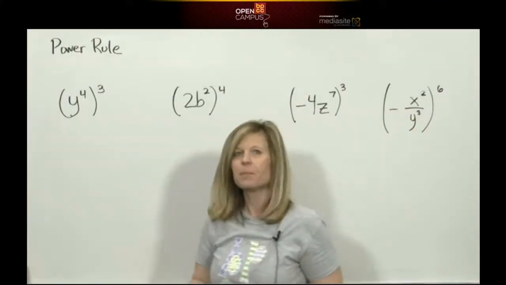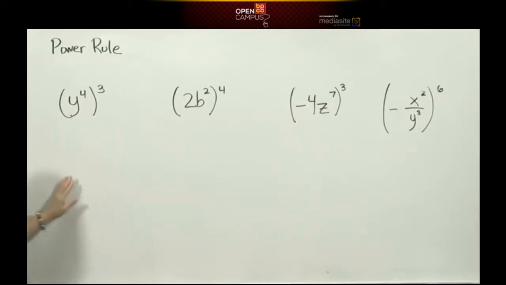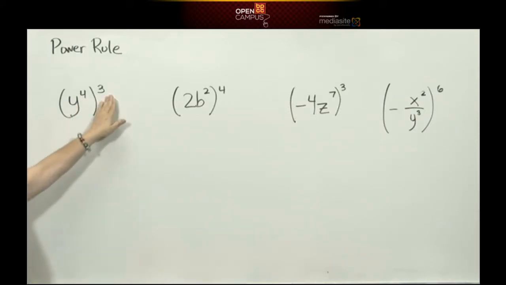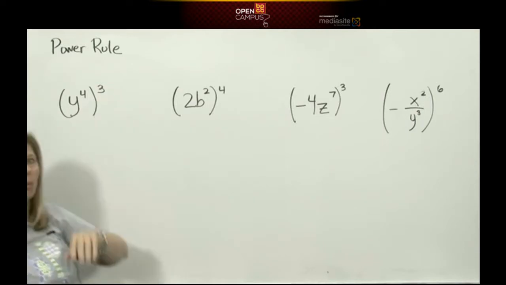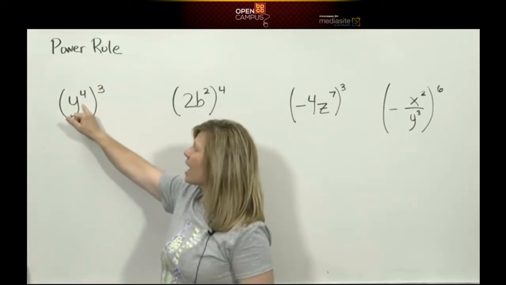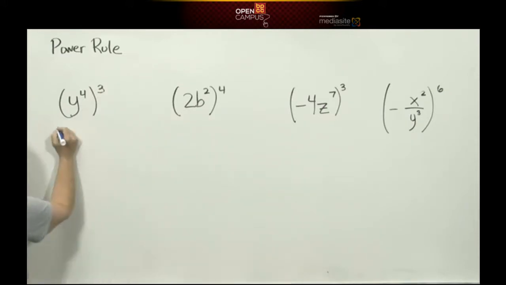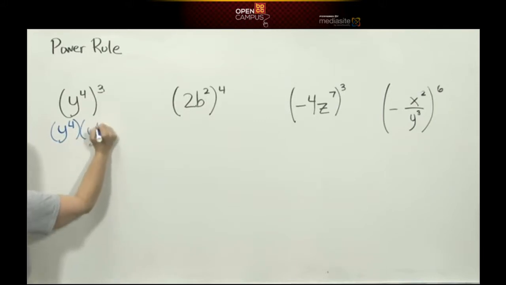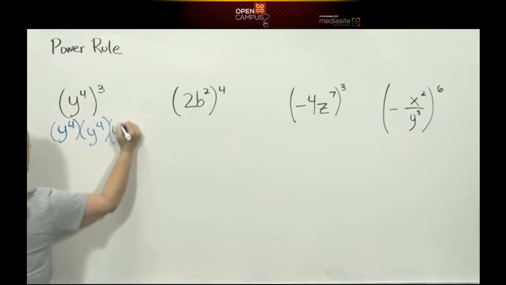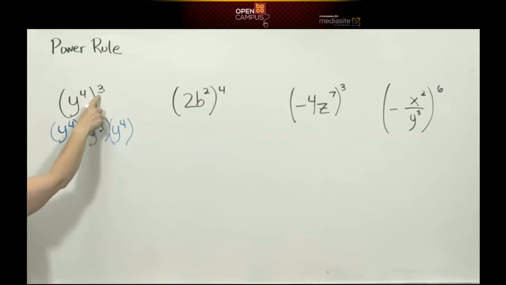Okay, everybody, let's apply the power rule. So, if you look here, I have y to the fourth cubed. Now, I could work this out the long way. I could write what's inside here, y to the fourth, 3 times. Okay? So, just to show you the long way, I could write y to the fourth times y to the fourth times y to the fourth. Because that's what this exponent means.